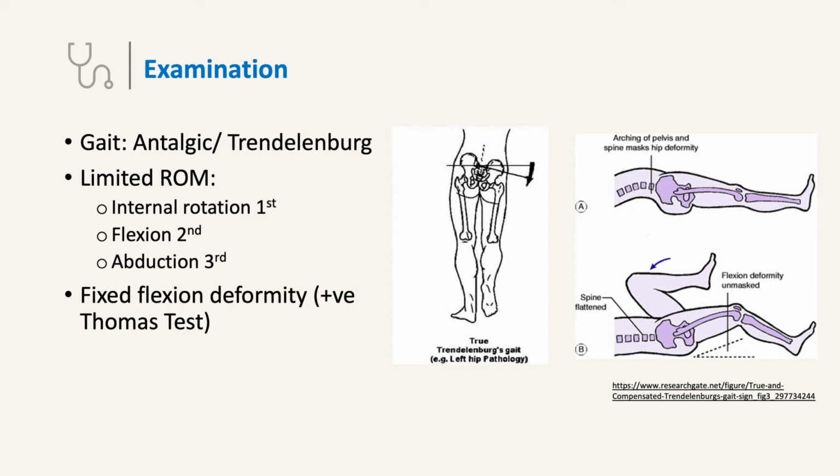When you examine their range of motion, the first movement which tends to be affected is internal rotation in the flexed position. Secondly, flexion is affected, and lastly, hip abduction is affected. You may be able to identify a fixed flexion deformity when you perform a Thomas's test, and this is as a result of capsular thickening in the anterior capsule, and sometimes is as a result of posterior osteophytes, which do not allow the hip to extend.